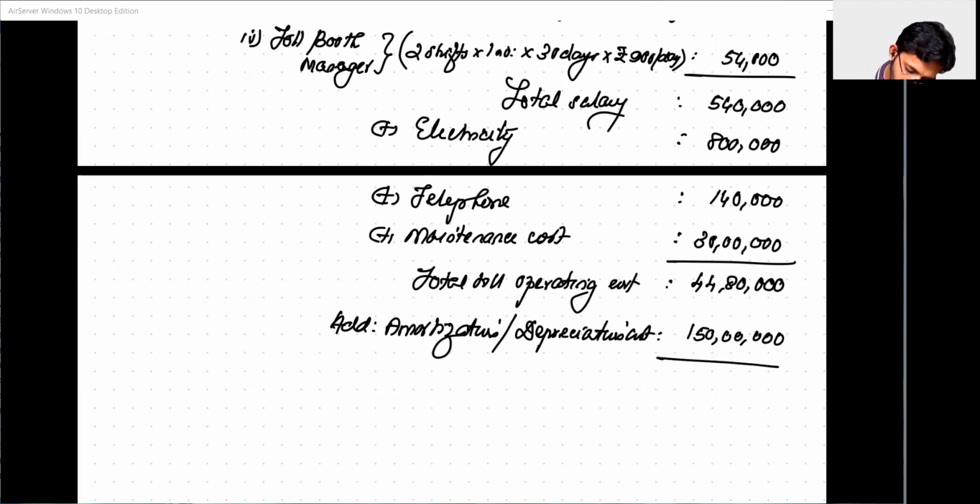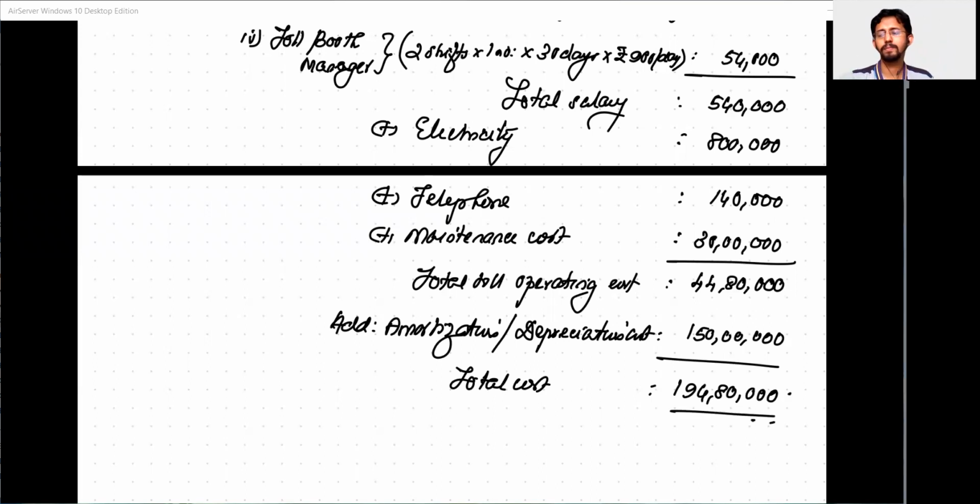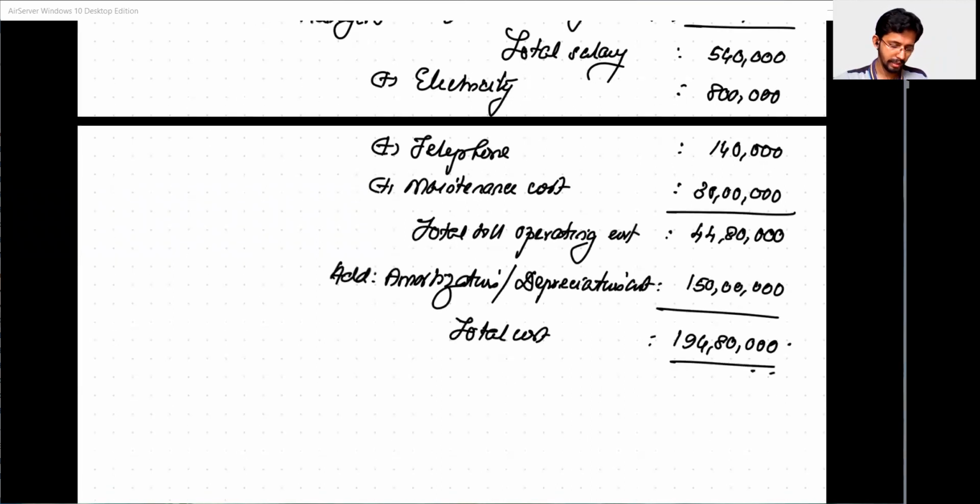Okay, so total cost will be 44,80,000 plus 150, that is 194,80,000. Okay, this is the total cost.